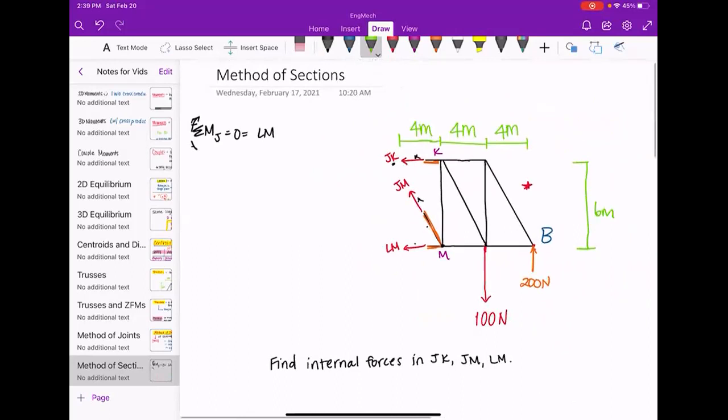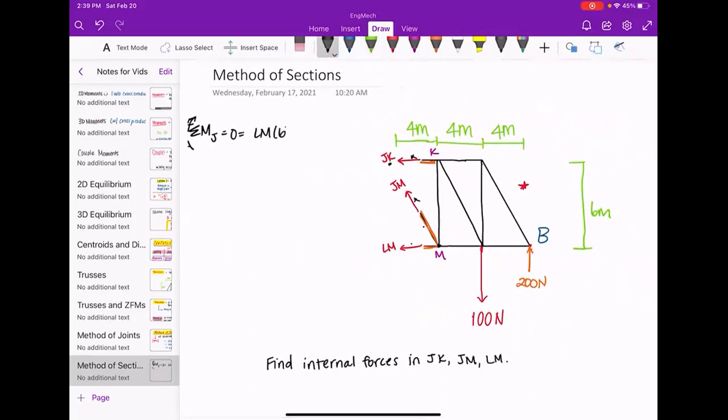So LM times 6. And if I pin it at J and pull along LM, that's positive because it's pulling it clockwise, right? It's pulling it like that. So then I move forward. My next one is this 100 newtons. So I have 100 newtons times 8 meters away from J. So it's 100 times 8. And if I pin it at J, pull down at 100, it's still swinging it this way. So that means that it is also a plus.